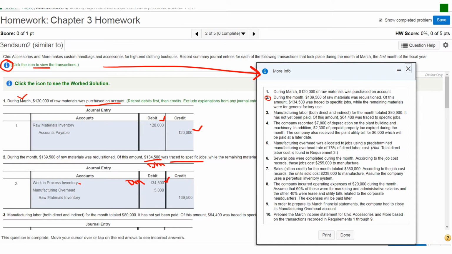The difference, the 5,000, goes right into your manufacturing overhead. So there's your $5,000 debit there. And then you're going to basically credit it out of raw materials inventory as you're moving these cost flows into the next department. So that would be transaction number 2.